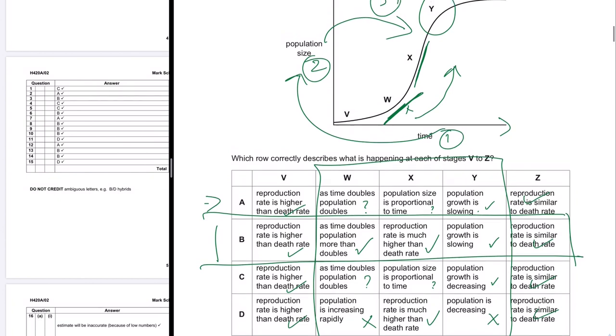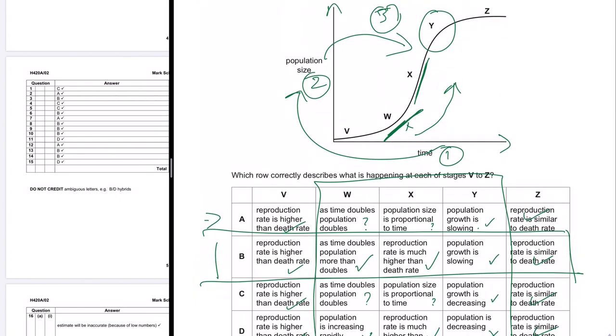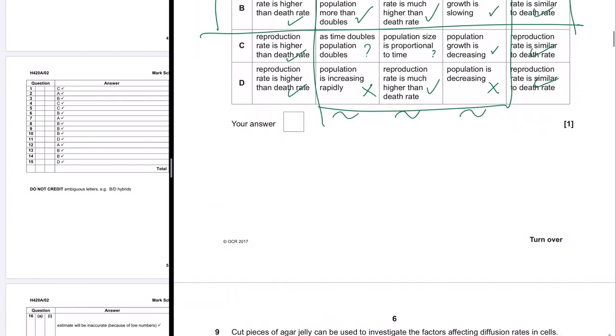Okay, so what question are we on? 8. 8 is B. Thank God for that. Right.